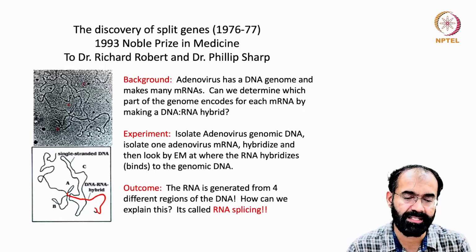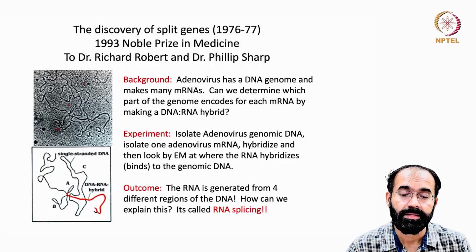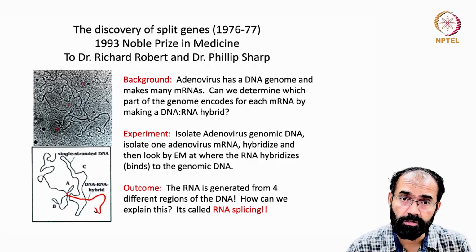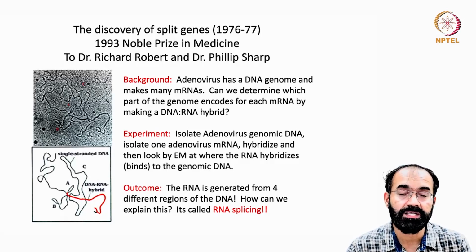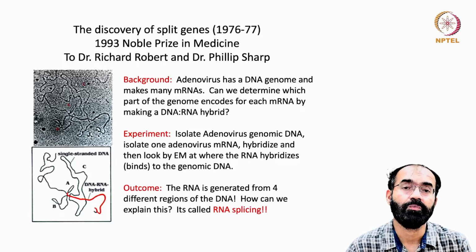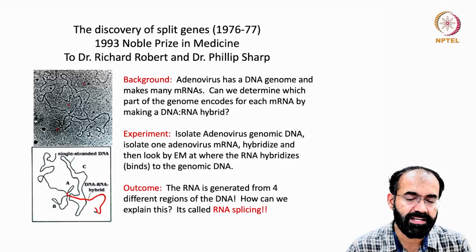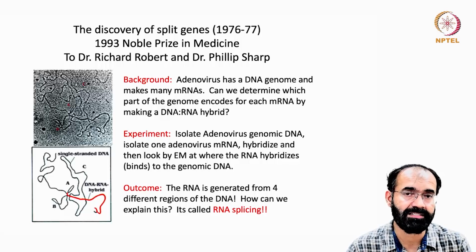So what experiment did they do? Isolate adenovirus genomic DNA, isolate one adenovirus mRNA, hybridize, and then look by electron microscopy at where the RNA hybridizes or binds. Hybridization is the term used where the RNA pairs to the genomic DNA. Now, what is the outcome? The RNA is generated from 4 different regions of the DNA. That was amazing and surprising.